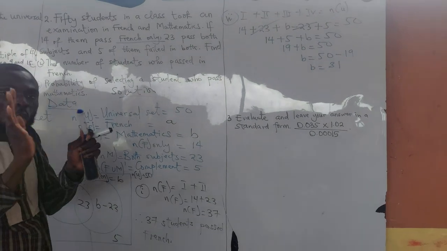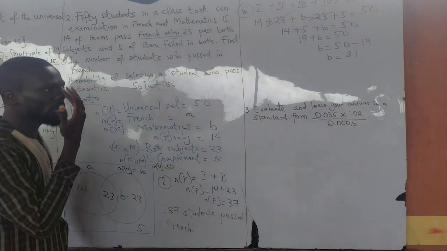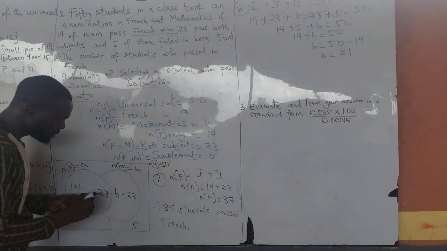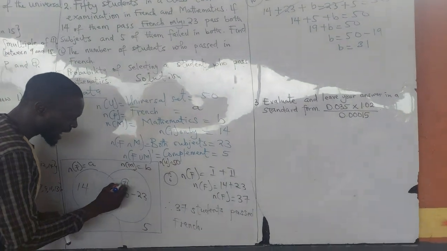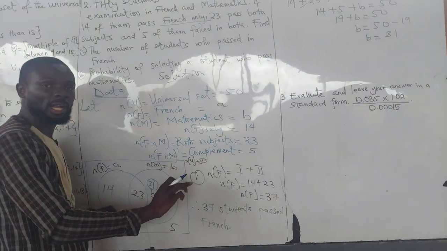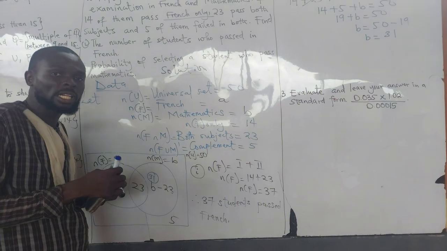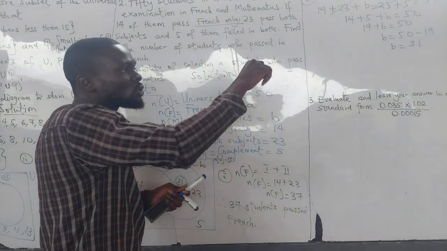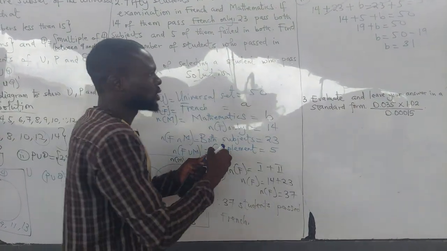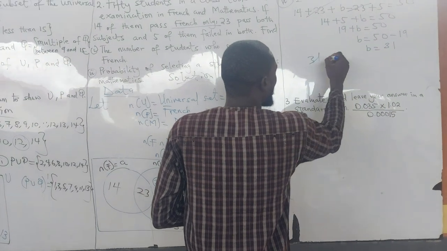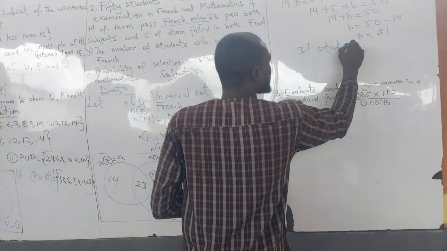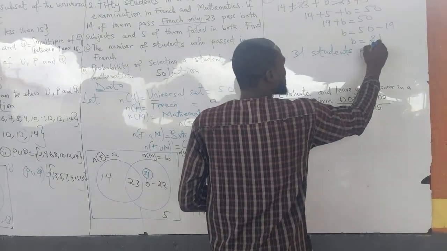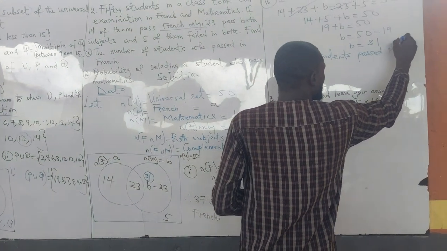So the B represents the number of students who pass mathematics. Not mathematics only. For me to get the mathematics only, I'll just bring the B here and I'll subtract the 23 from 31. And that will give you the mathematics only. So 31 students passed mathematics. So we can write 31 students passed mathematics.